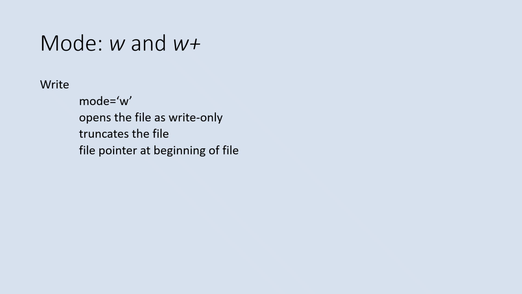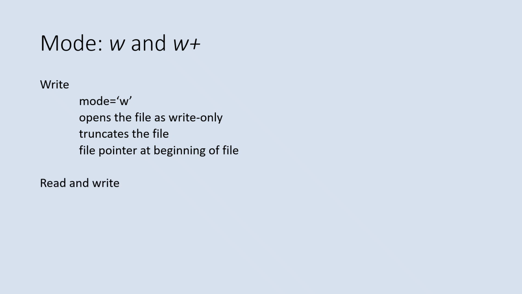So we have to be really careful if we are wanting to see what's in a file already before we start changing things, because as soon as we open in mode W, then whatever was there is deleted.